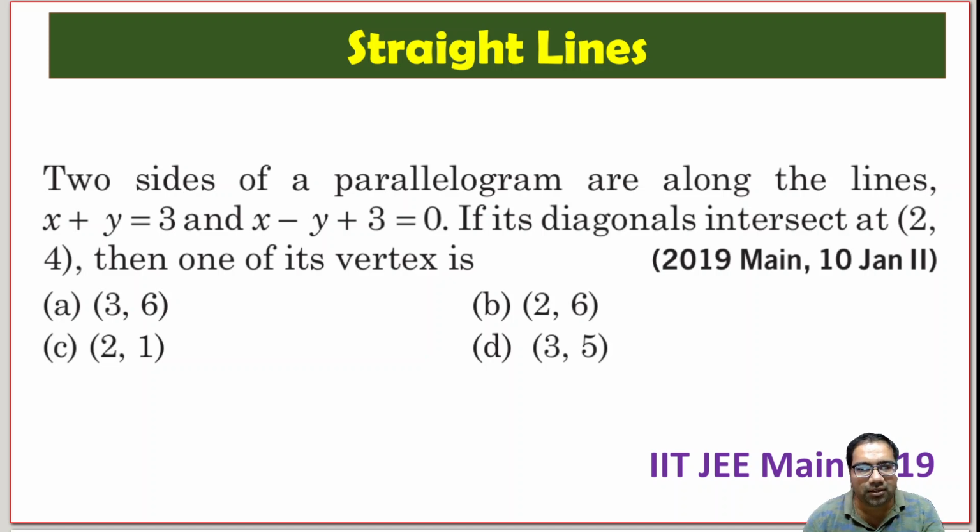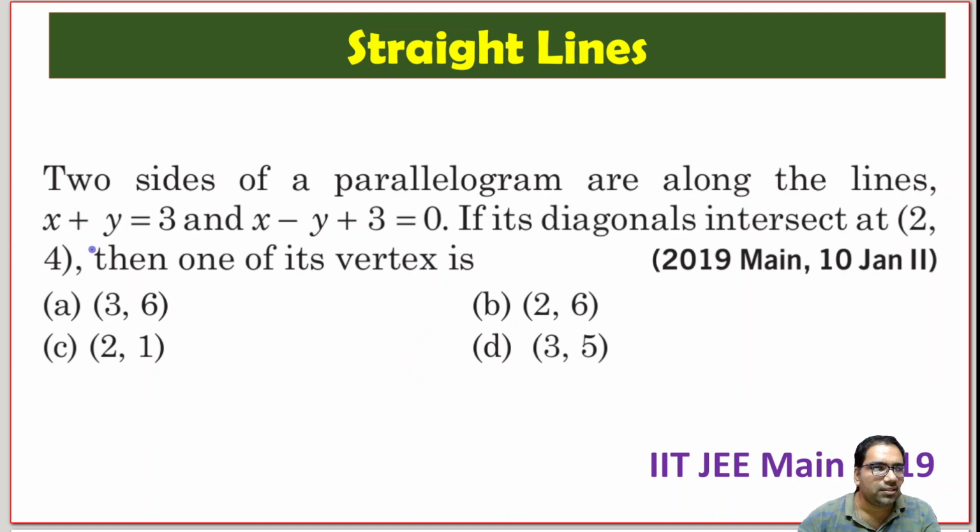Two sides of a parallelogram are along the lines x plus y equals 3 and x minus y plus 3 equals 0. And the diagonals are intersecting at the point (2, 4). Then one of its vertices is what? Which one can be the vertex of the parallelogram?